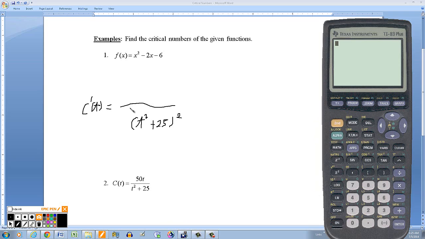Okay, then in the numerator, it's going to be what you have in the denominator in the original function, which is t squared plus 25, times the derivative of what's in the numerator. The derivative of 50t would be 50. Okay, let me draw this a little bit longer here. And this will be minus then. I'm just using the quotient rule. So then I have minus what's in the numerator of the original function, which is 50t, times the derivative of what's in the denominator. The derivative of t squared is 2t, and the derivative of a constant is 0, so this is just giving me 2t.